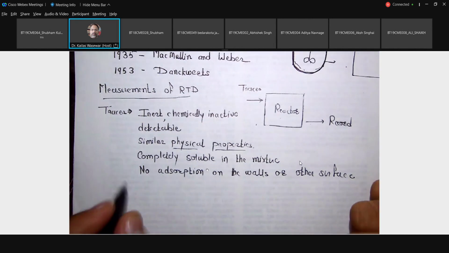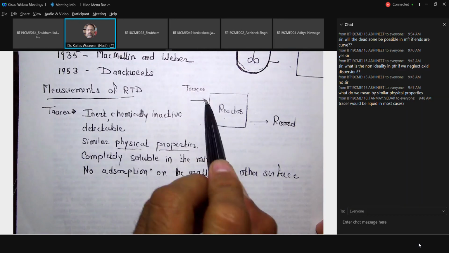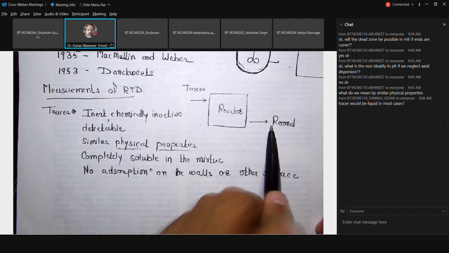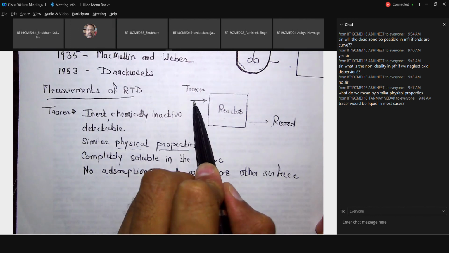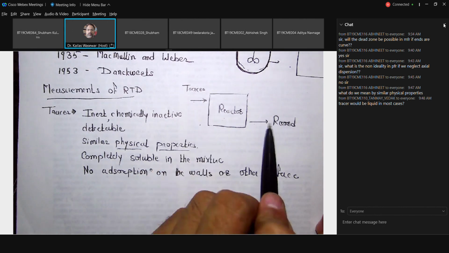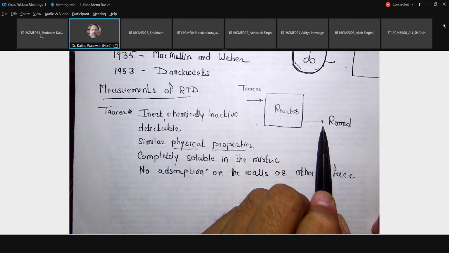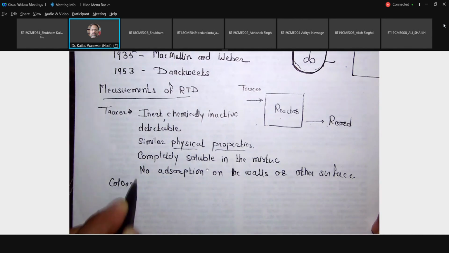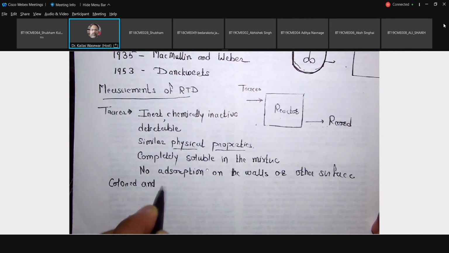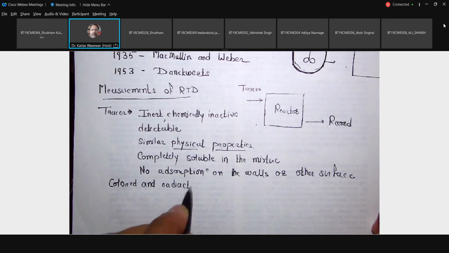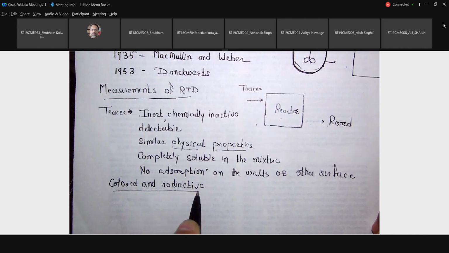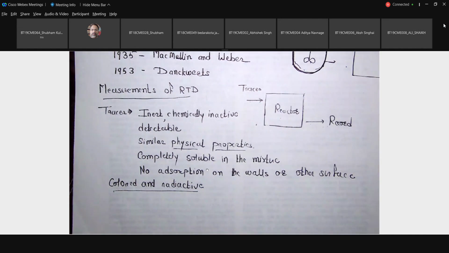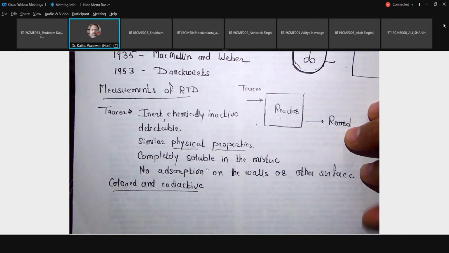What we are going to do in this measurement of RTD is measure the concentration at the exit with respect to time. So we'll put the tracer here and we'll measure it. Mostly, in general, we use a colored or radioactive kind of material. We generally use it for residence time distribution measurements.